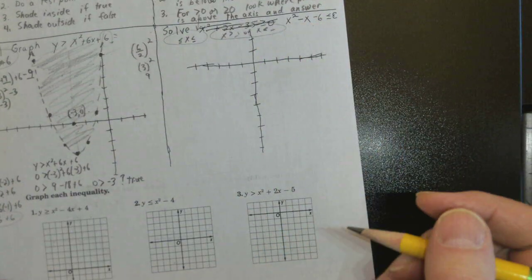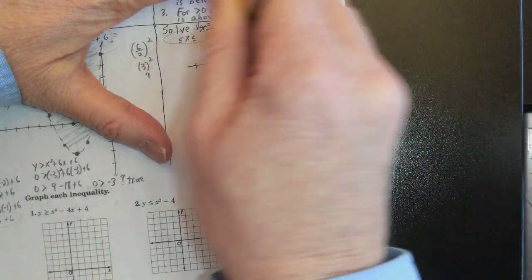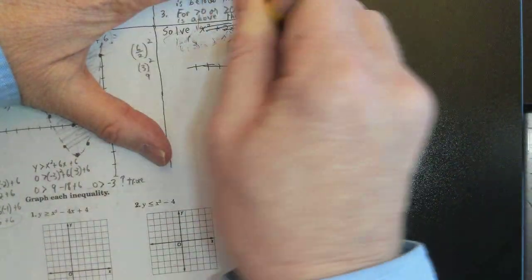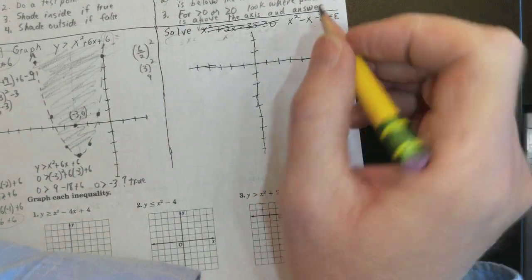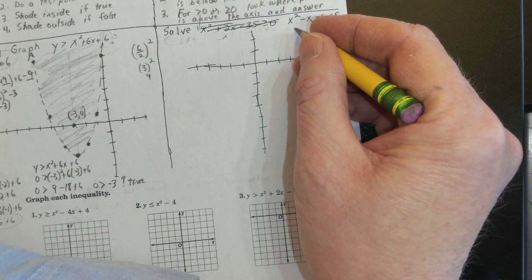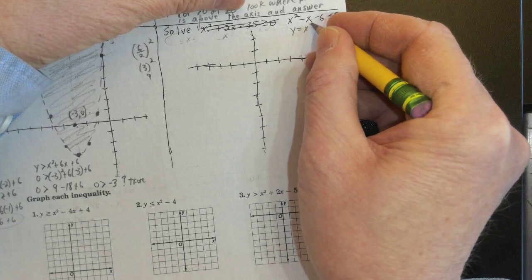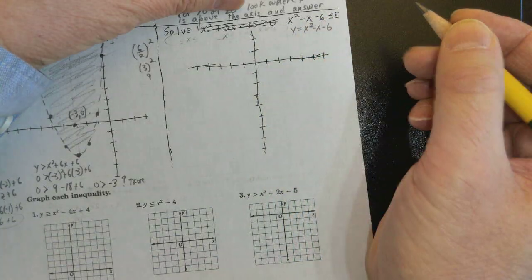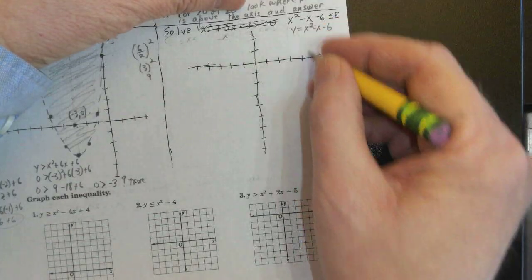Now, this one, x squared minus x minus 6 is less than or equal to 0. I'm going to just kind of get rid of this. We're going to solve it by graphing, so we need to graph y equals x squared minus x minus 6.